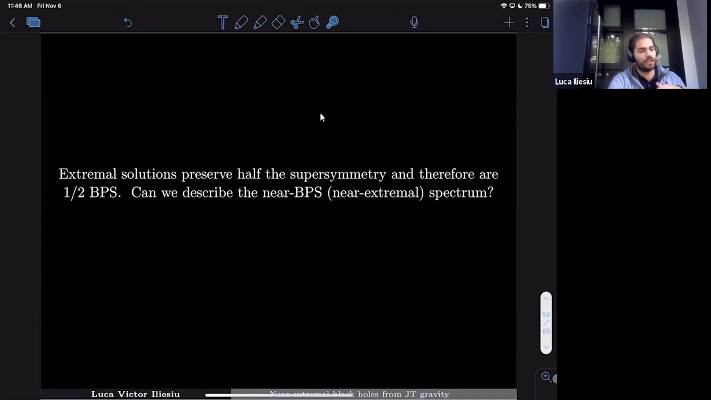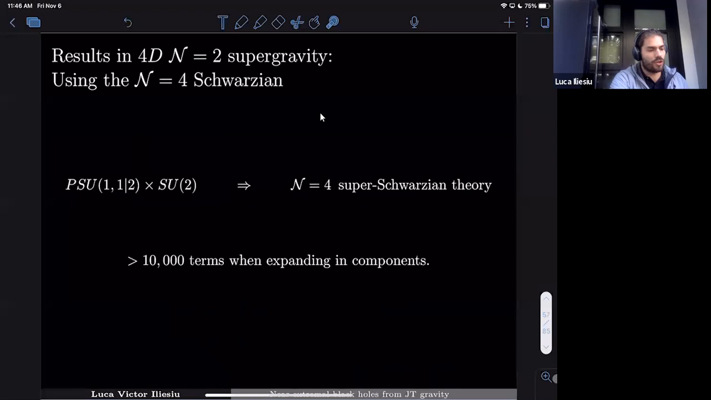So that's the same question as what is the energy between the extremal black hole and the lightest near-extremal state. And one can do a similar dimensional reduction. The main difference being that now instead of obtaining just the Schwarzian theory, which appears in the low energy theory of SYK, one obtains a generalization of that theory. So this generalization is called the N equals 4 super Schwarzian theory and preserves more supersymmetry.